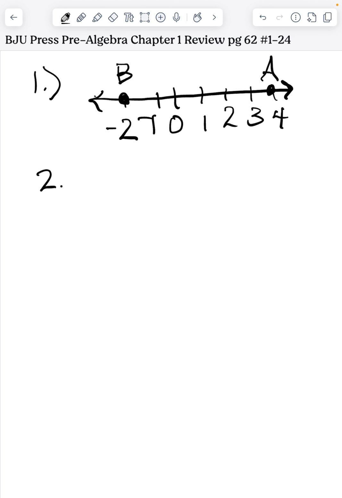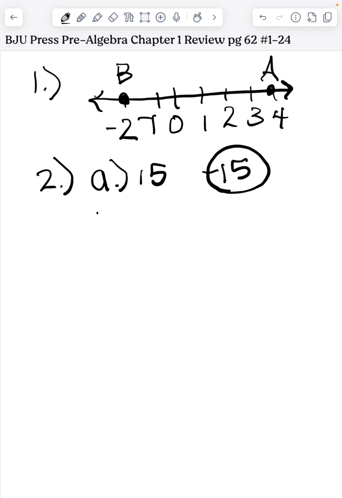Number 2, state the opposite of each number. So for A, we've got 15. The opposite of +15 is -15. And for B, we've got -7. The opposite of -7 is +7.